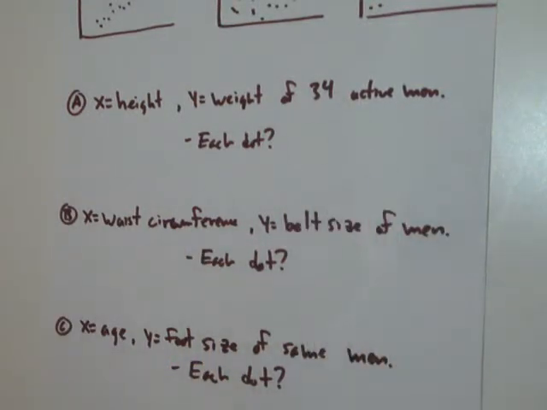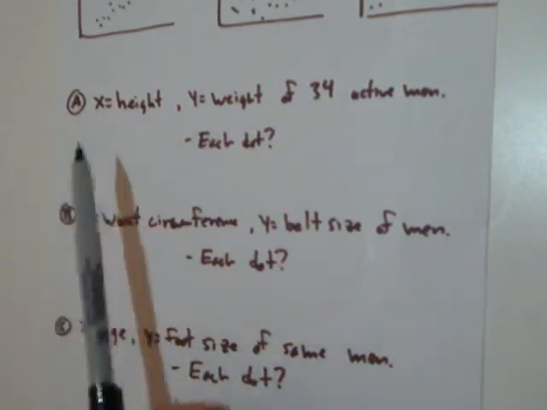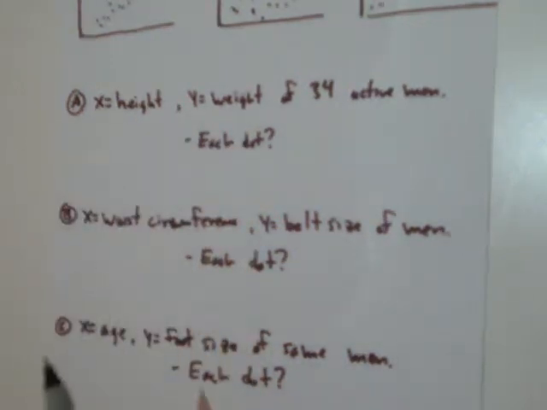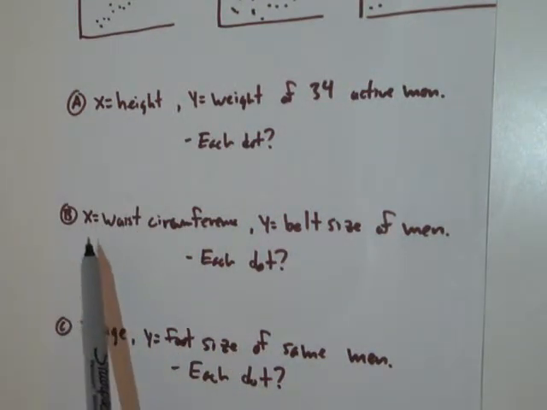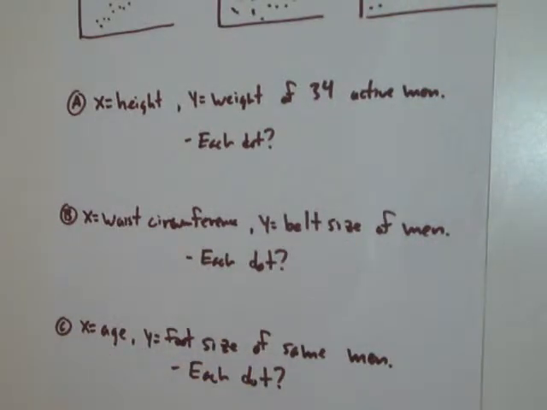Each of them dealt with these 34 physically active men. For A, the x value was their height and the y value was their weight. For B, the x was their waist circumference, so if you could measure with a tape measure around their waist. And then y was the belt size, like what size belt that person would have to wear. And then the last one was their age. X was their age, and then Y was their foot size. So how big each guy's foot was.